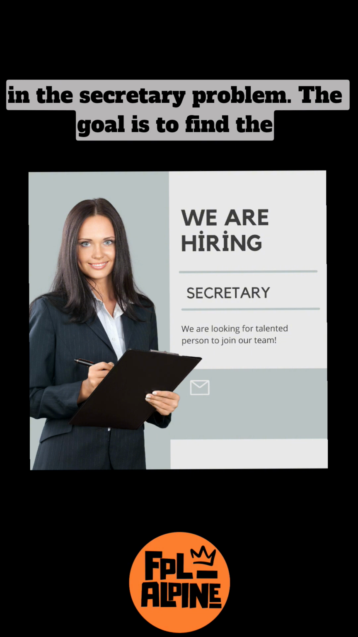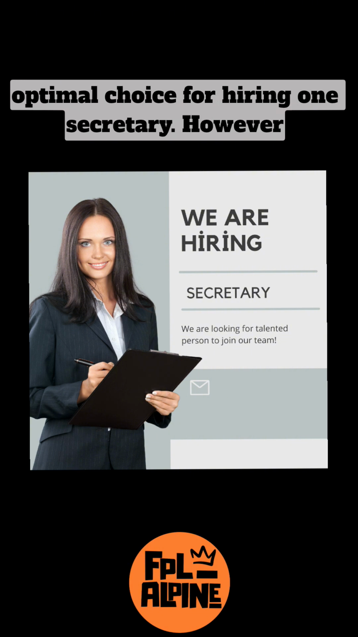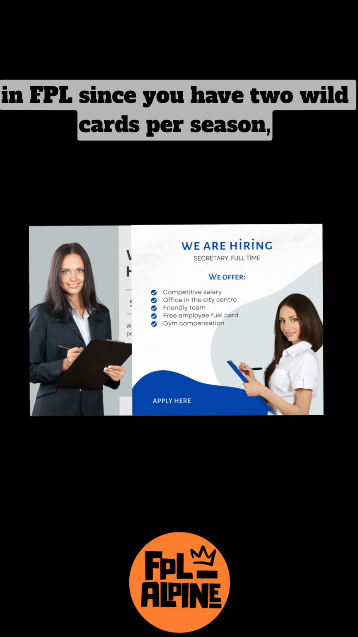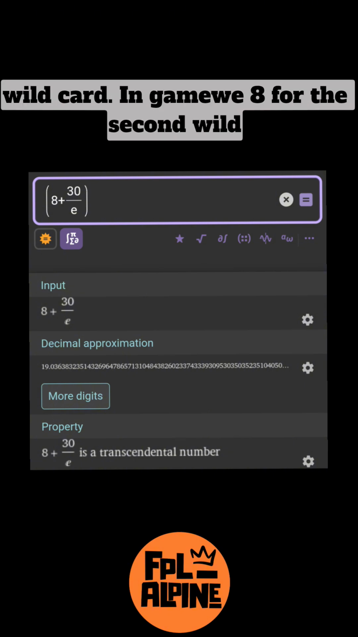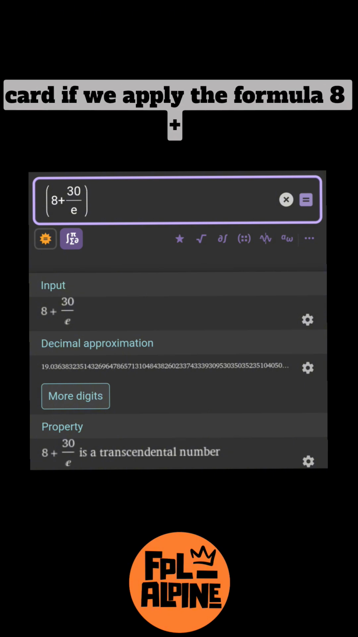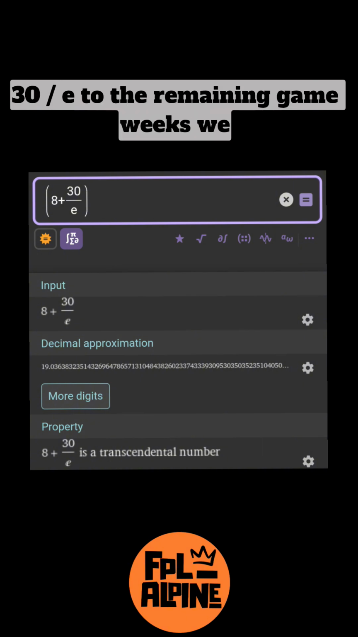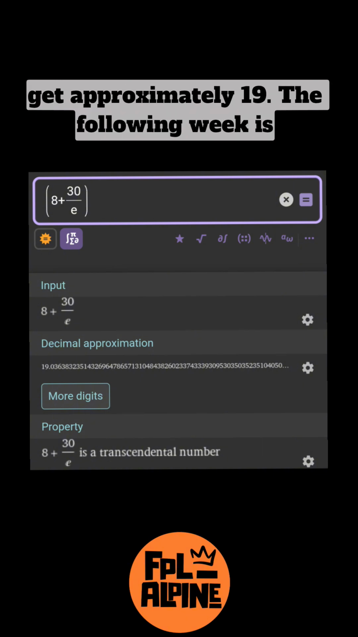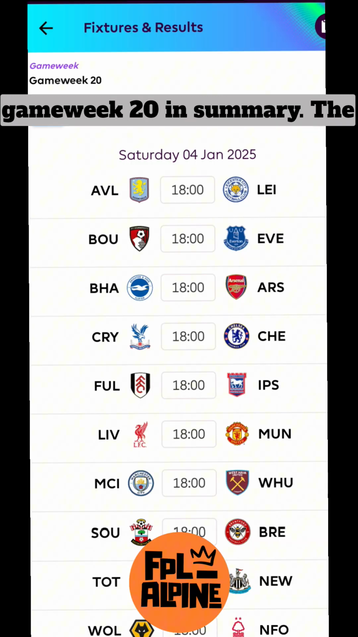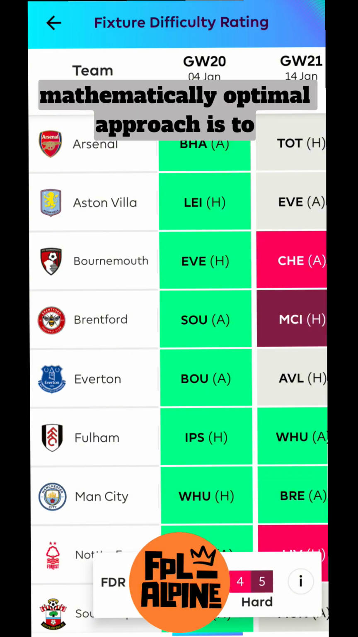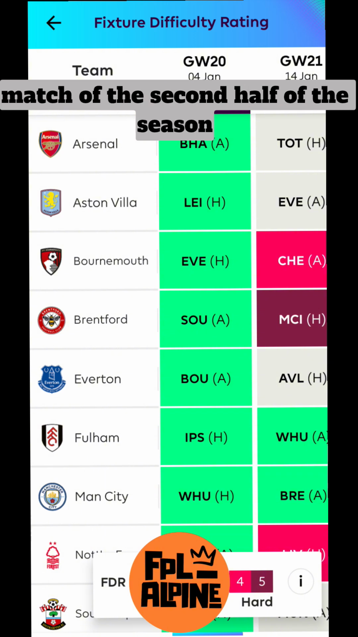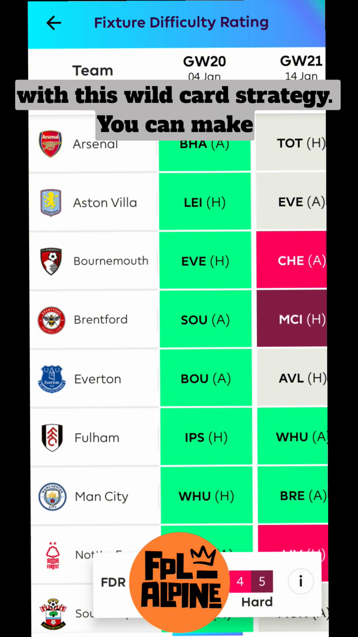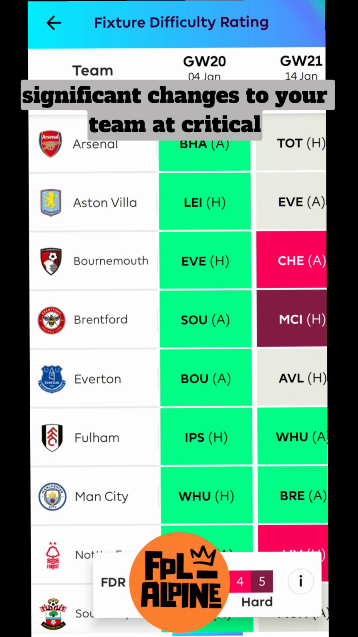In the secretary problem, the goal is to find the optimal choice for hiring one secretary. However, in FPL, since you have 2 wildcards per season, we need to adjust the calculation slightly. We use the first wildcard in game week 8. For the second wildcard, if we apply the formula 8 plus 30 divided by e to the remaining game weeks, we get approximately 19. The following week is game week 20. In summary, the mathematically optimal approach is to use your wildcard right after the first match of the second half of the season. With this wildcard strategy, you can make significant changes to your team at critical moments.